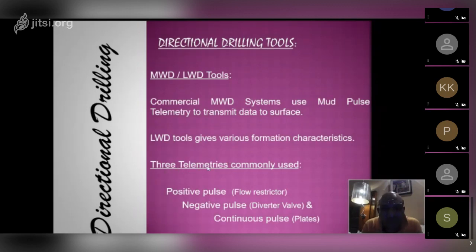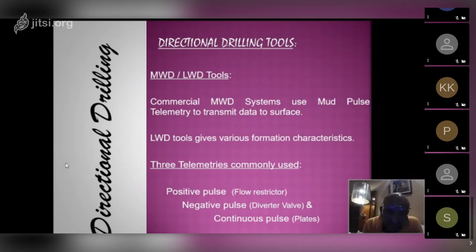There are three different types of telemetry: positive pulse, negative pulse, and continuous pulse. Different companies have their own pulse telemetry, which generates the pulses and sends them to the surface. So just to make it simple, telemetry is the technique through which the pulses are generated by the downhole tools and sent to the surface.